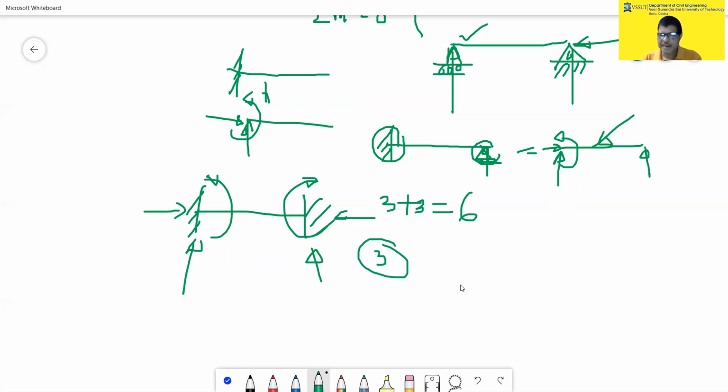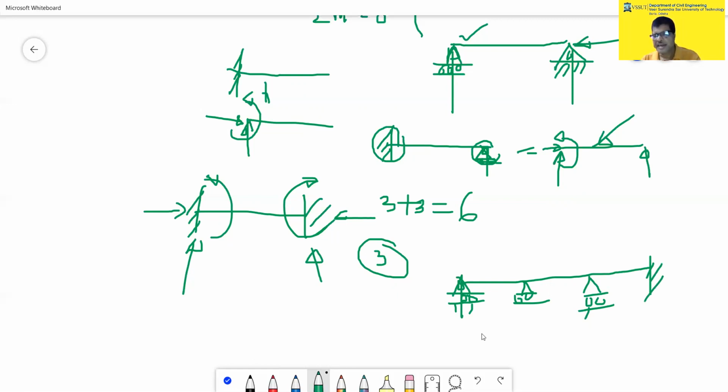Let us go for a continuous beam. Suppose you have a continuous beam like this. This end is simply supported, this one is also simply supported, here it is also simply supported, and now here it is fixed. What is the static indeterminacy? There will be one vertical reaction at each of the first three supports, and at the fixed end there will be 3 unknowns.